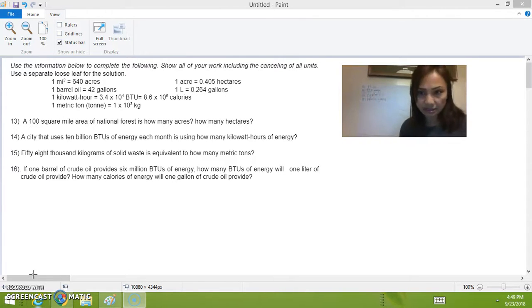So what's the second step? The second step for me is to write my beginning unit and my ending unit. And since I do have two possible problems here, I'm just going to continue drawing a line here. In this case, I need the liter going to BTU. That is for my first problem. The second problem is from gallon to calories. Okay, so that's my second step.